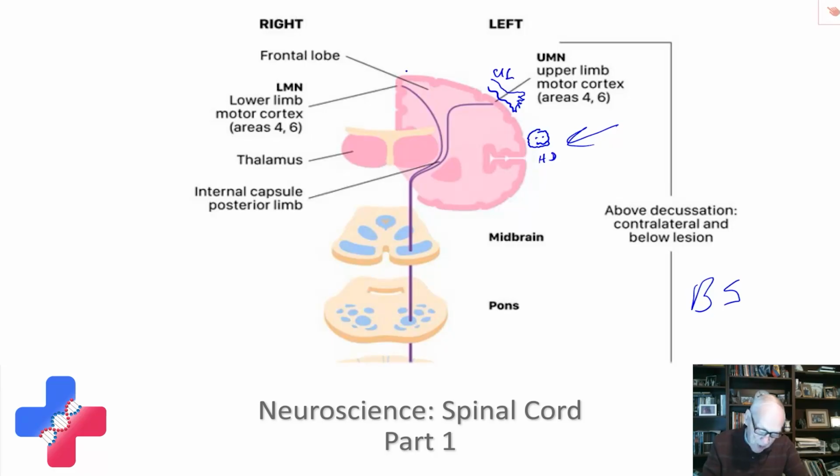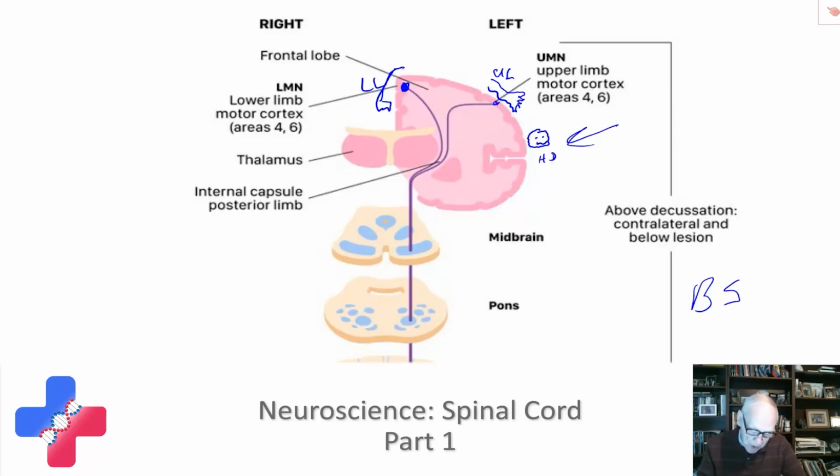But remember, the lower limb here is medial. So keep in mind, if you think lower limb versus upper limb, you're going to think medial versus lateral motor cortex. So notice these upper motor neurons dedicated to the lower limb have their origins over here on the medial part of the motor cortex.